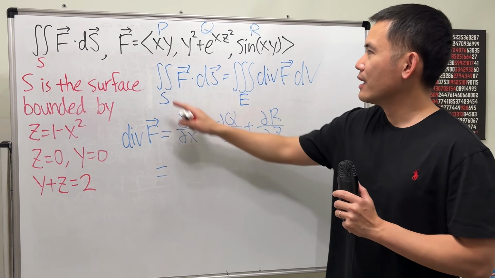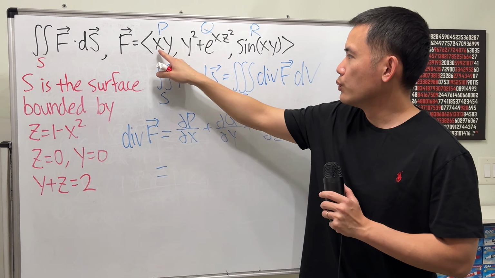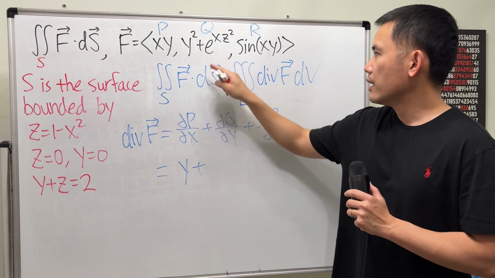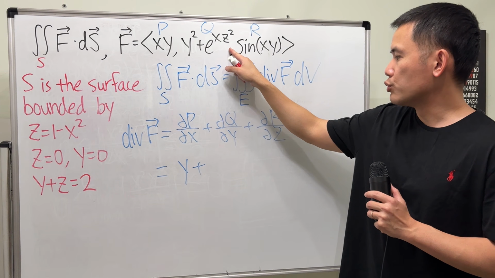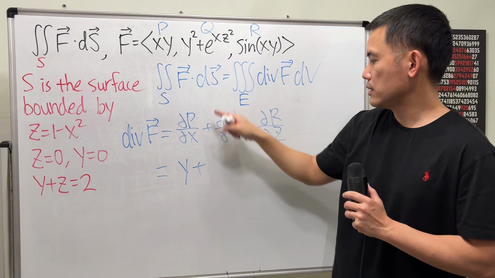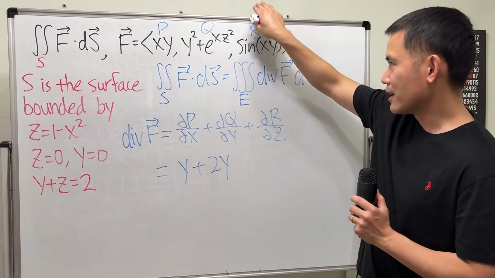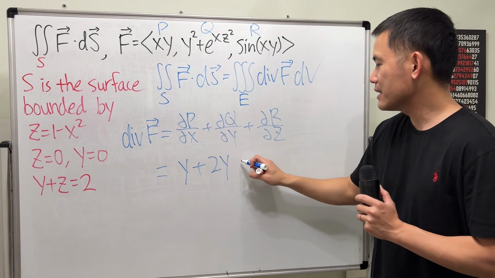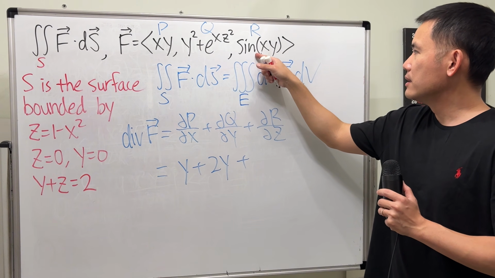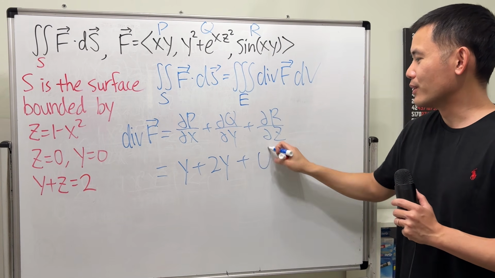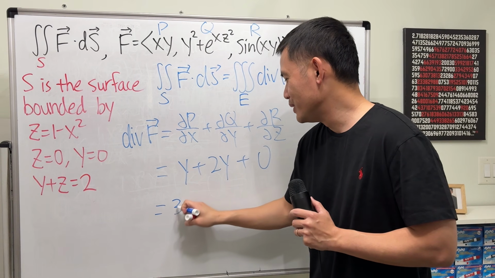Here we go. Here, we're looking at this, differentiate with respect to x, we get 1, so we have y. Look at this and differentiate this with respect to y. This gives us 2y. This part does not have the y, so it's a constant, it's gone. Lastly, look at this, differentiate this with respect to z, but there's no z, so it's 0. Guess what? Look, this is just 3y.